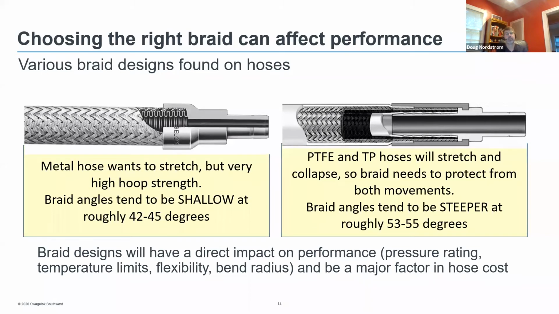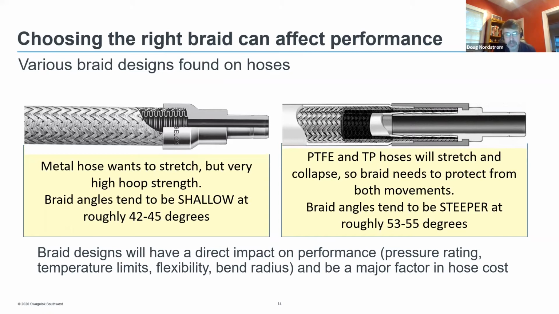And a lot of engineering goes into determining what the right braid is, what the right braid angle is for that hose. On a PTFE or thermoplastic softer core material, the hose wants to grow in length and it wants to grow in diameter. Because of this, the braid needs to support the hose in both directions, and it makes it a different angle depending on the hose design and hose size, but it tends to be more 53 to 55 degrees. And these again are very important things to understand when selecting the right hose.